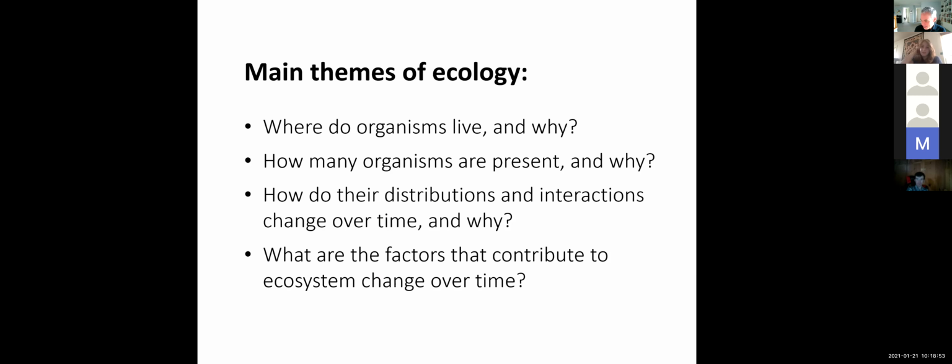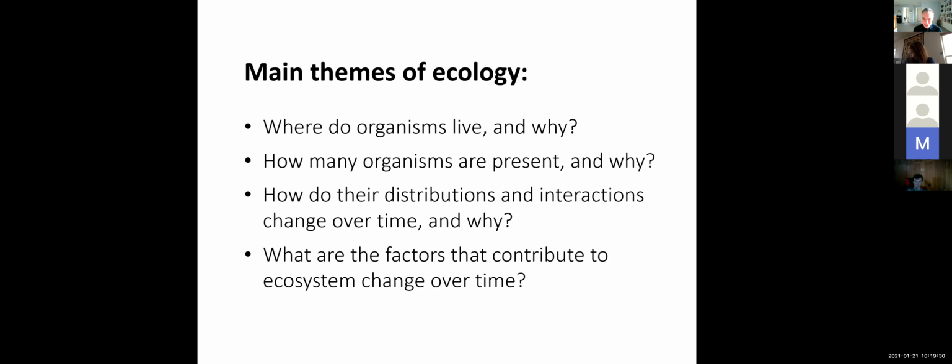Yeah, it's pretty fascinating. So some of the main themes of ecology that we will be talking about are: where do organisms live and why? How many organisms are present and why? How do their distributions and interactions change over time and why? And what are the factors that contribute to ecosystem change over time? Right, so these are some of the big questions that ecologists deal with.